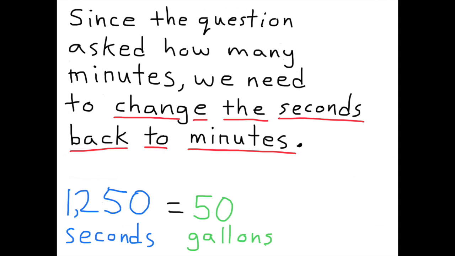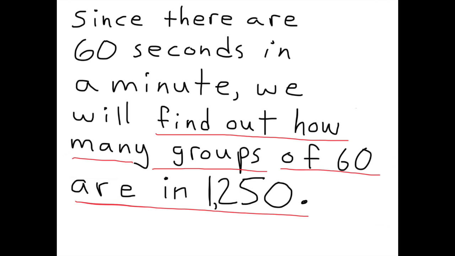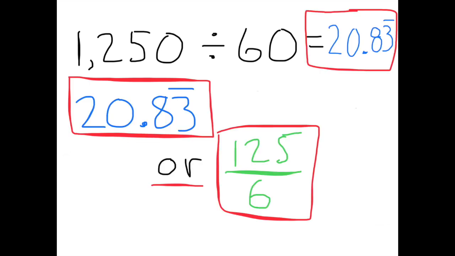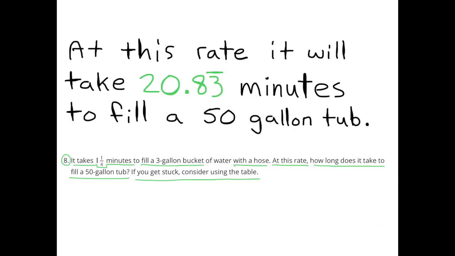Since the question asked how many minutes, we need to change the seconds back to minutes. Since there are 60 seconds in a minute, we will find out how many groups of 60 are in 1,250. 1,250 divided by 60 equals, in decimal value, 20.83 with the 3 repeating, or as a fraction, 125/6. At this rate, it will take 20.83 minutes to fill a 50-gallon tub.